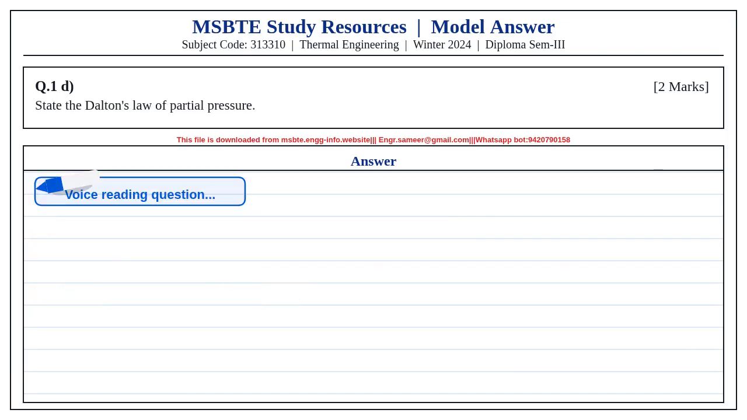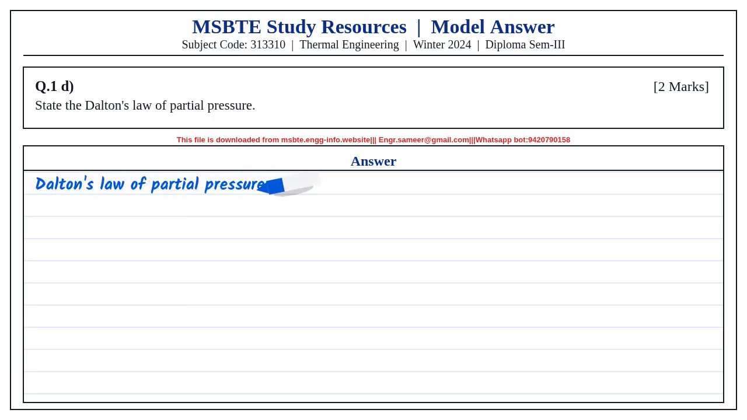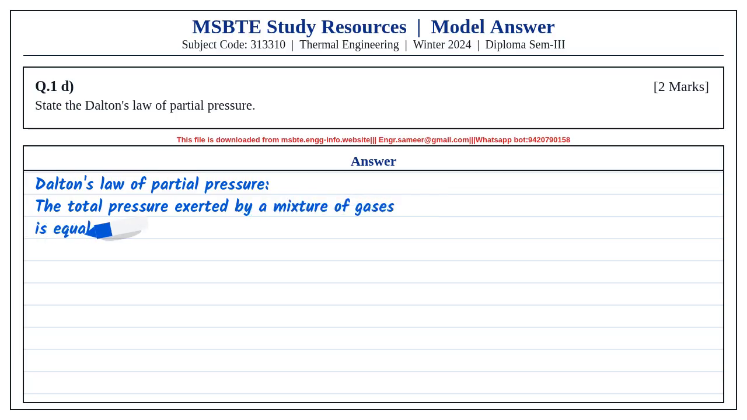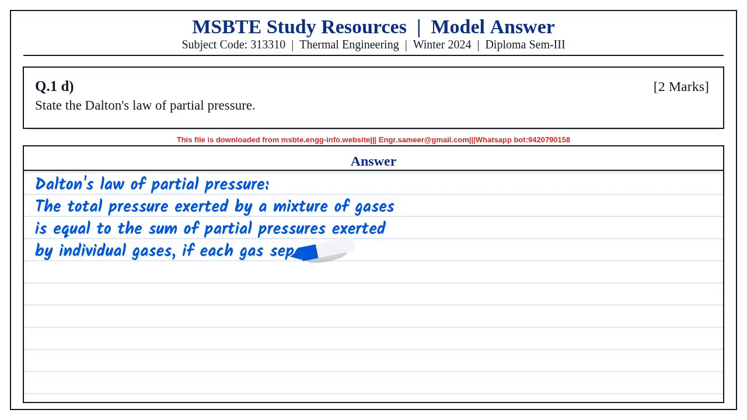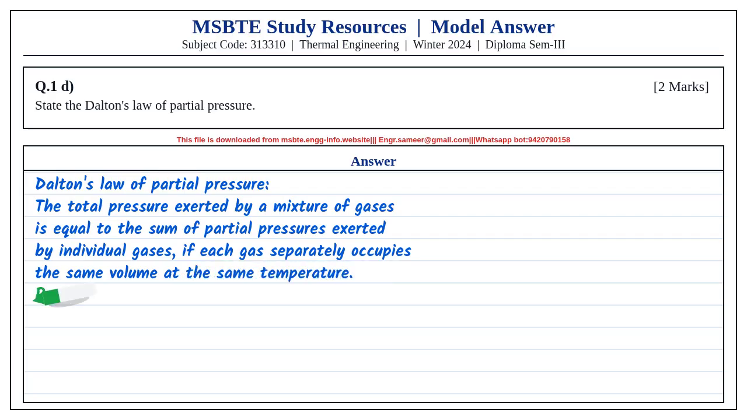Question 1d. State Dalton's law of partial pressure. Dalton's law of partial pressure states that the total pressure exerted by a mixture of gases is equal to the sum of partial pressures exerted by individual gases, if each gas separately occupies the same volume at the same temperature. Therefore, P is equal to P1 plus P2 plus P3 up to Pn.